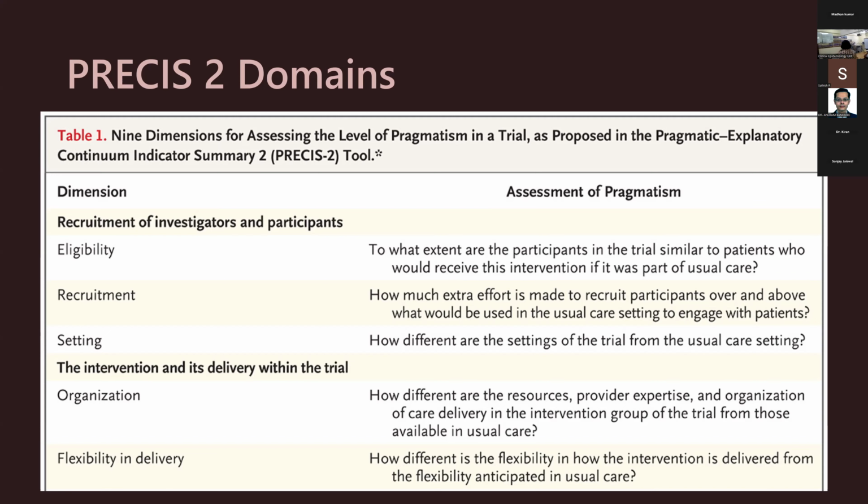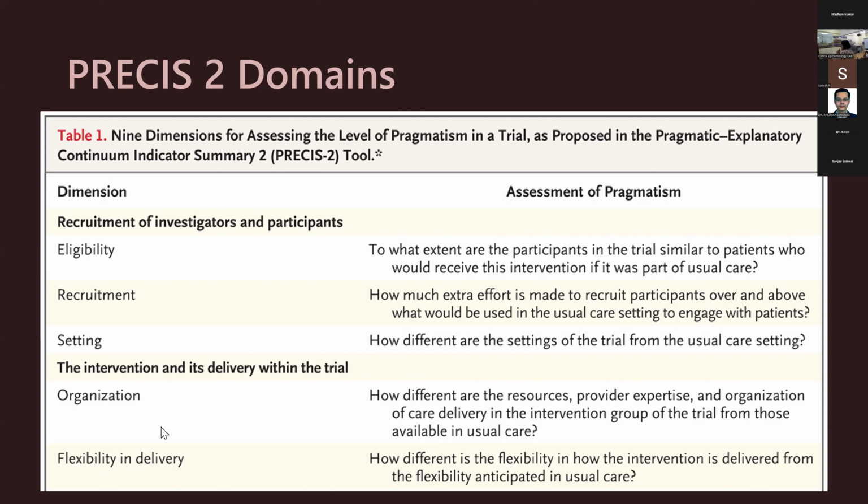A pragmatic approach would be to recruit the participant at the point of care itself and not in an unusual setting. And the setting is how the setting of the trial differs from the usual setting. For example, if I were to do a trial on hypertension, the usual setting where the patient would be seeking treatment would be primary, secondary, and tertiary care. So if I were to plan a pragmatic trial, I should be including all the levels of care instead of concentrating on a particular setting.